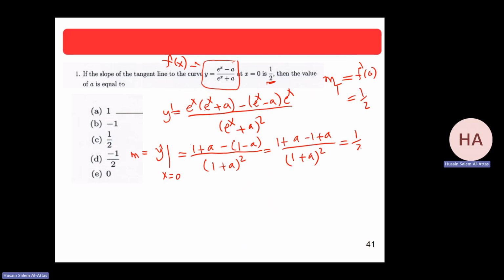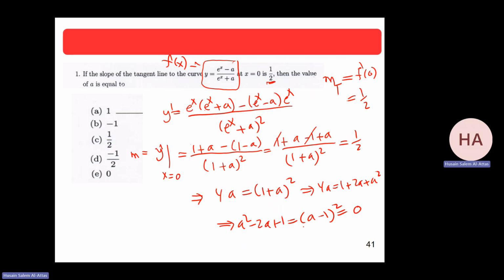And that should equal to half. So I have 2A, or let me say 4A, equal this. Open this, I have 1 plus 2A plus A square. So I have A square minus 2A plus 1, which is A minus 1 square equal 0. So I have A equal 1. I took everything to this side, or the other way, I took 4A to the other side, so I make it equal to 0. I get A equal 1.